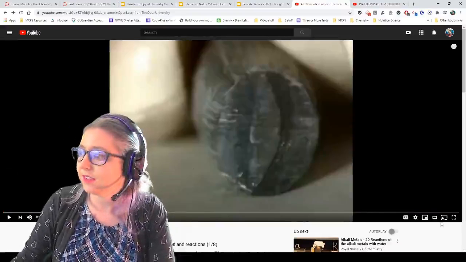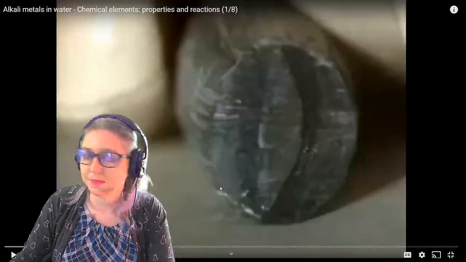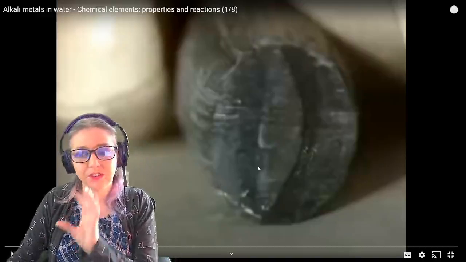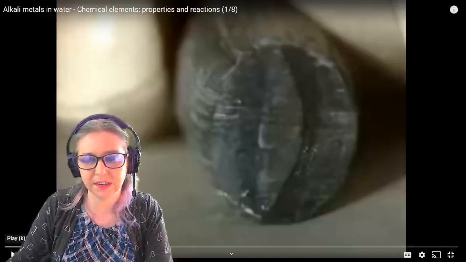Now what they're going to do is they're going to cut this metal with a knife, and I want you to look and see it starts shiny. Look how fast it goes from shiny to dull. It's kind of pixelated, but you can still kind of tell.